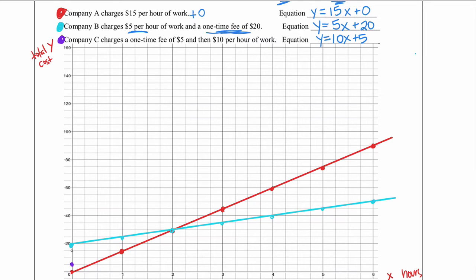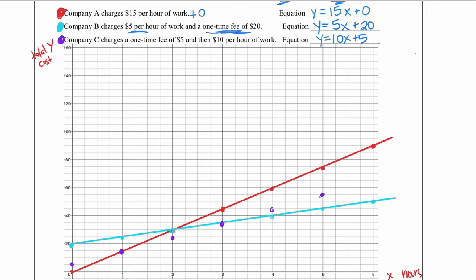$10, so $10 for 1 hour. Notice I already see my 1 hour is the same cost here. $5, $10 for an hour. $5, $10 for 1 hour.